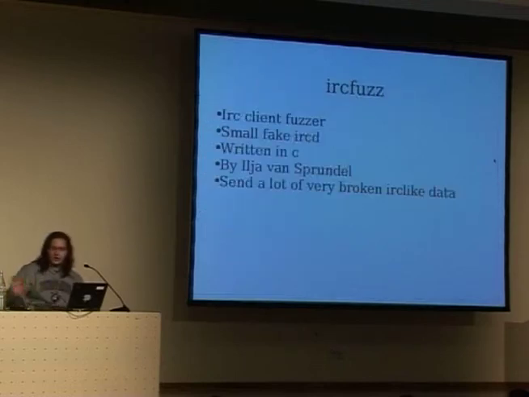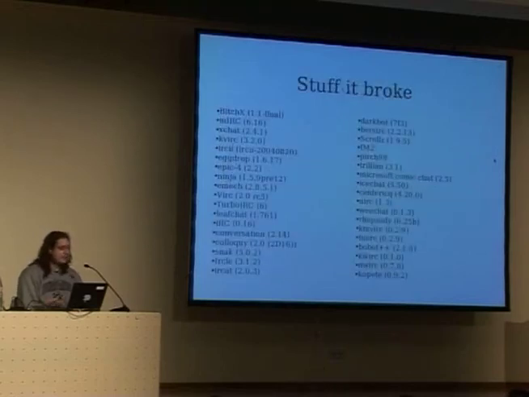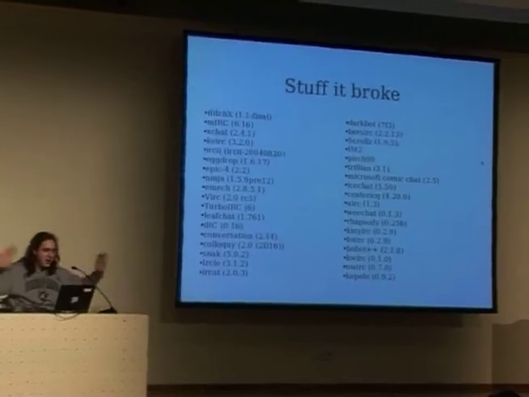Right. So here's another small thing I've made, which is called IRC fuzz. Basically, IRC fuzz is a very small fake IRC daemon. And when somebody connects, it'll just spit out something that looks like IRC, but it's really not, and it's just designed to try to break your IRC client. And basically, with the exception of irssi, all other clients I tried broke. Nothing survived.